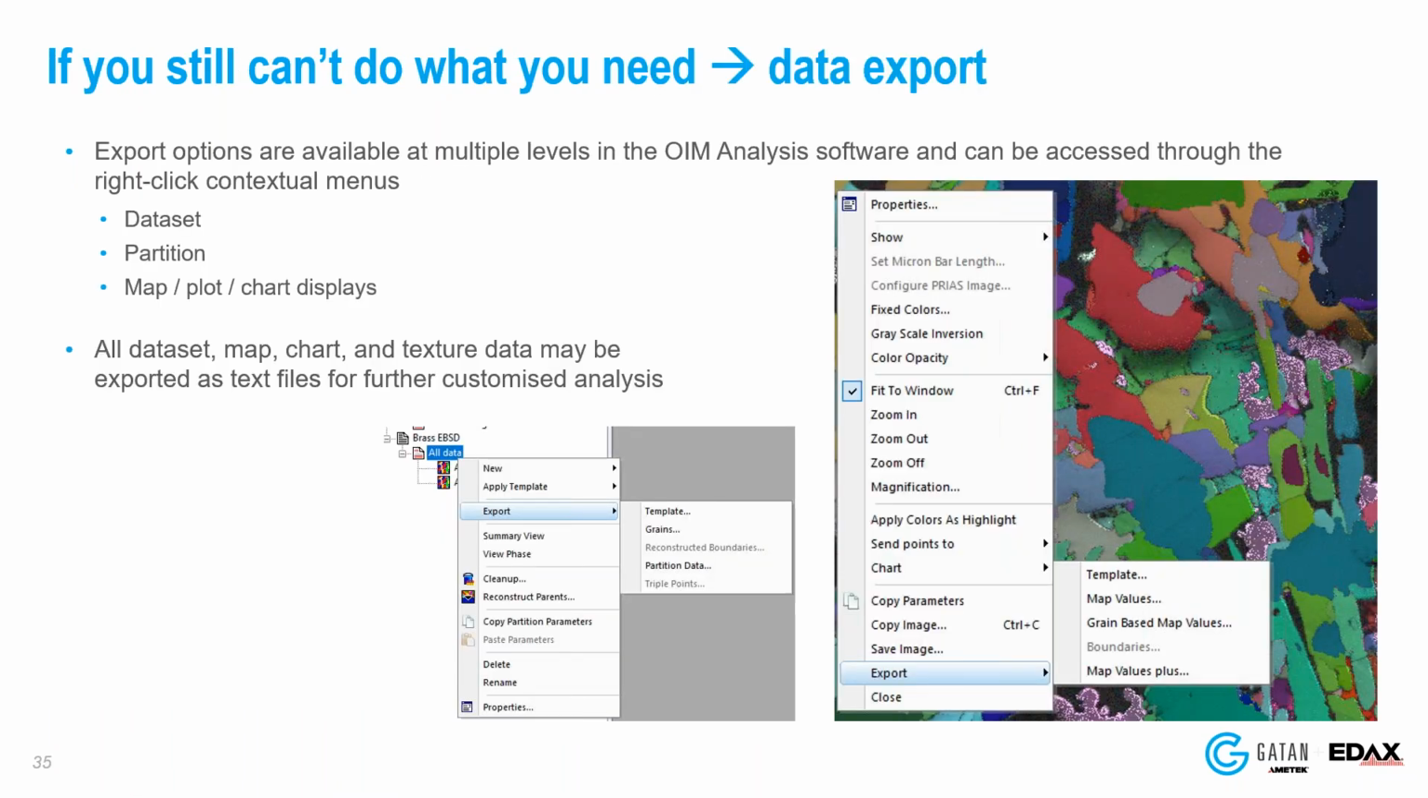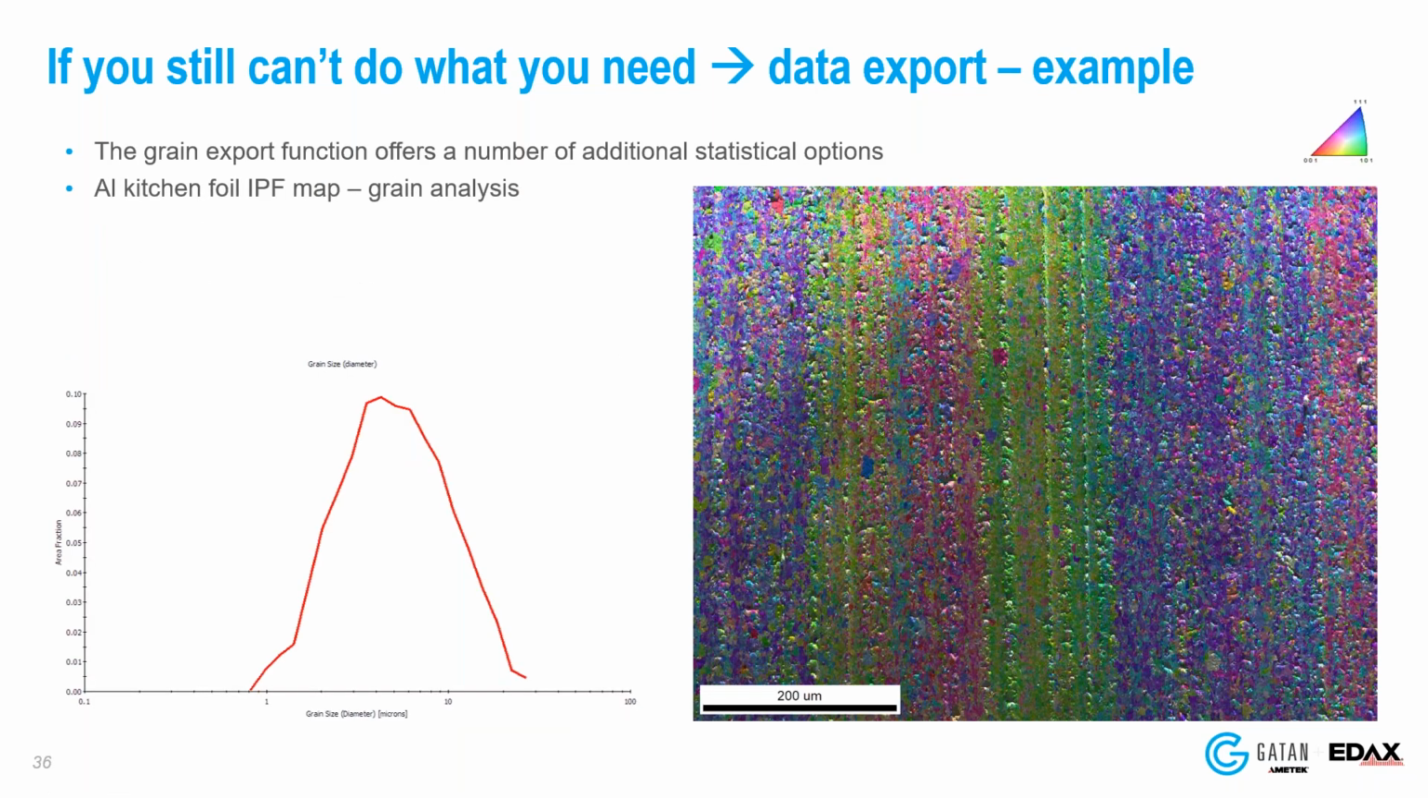Okay, and that's what I mentioned here. If you still can't do what you need, you can use your EBSD data as a starting point, right-click, and export your data. There's different types: grain information, boundary information, triple points, partition data, map values. So there's lots of things you can export in text files that you can process yourself afterwards. And I have here an example. This is an EBSD map of aluminium kitchen foil. That's a beautiful material. Just take the shiny side, put it in the microscope, and it gives nice EBSD results.